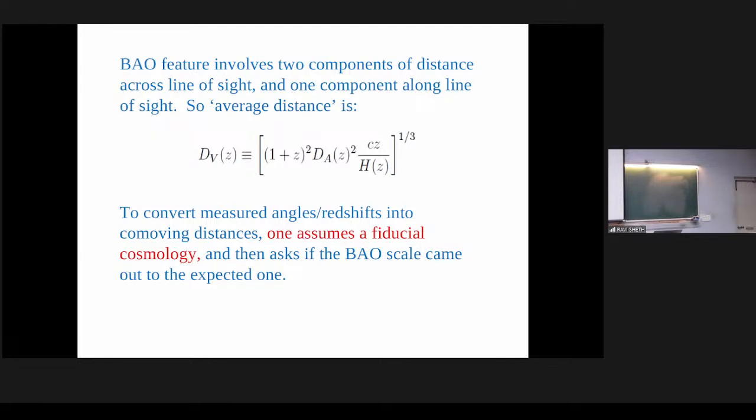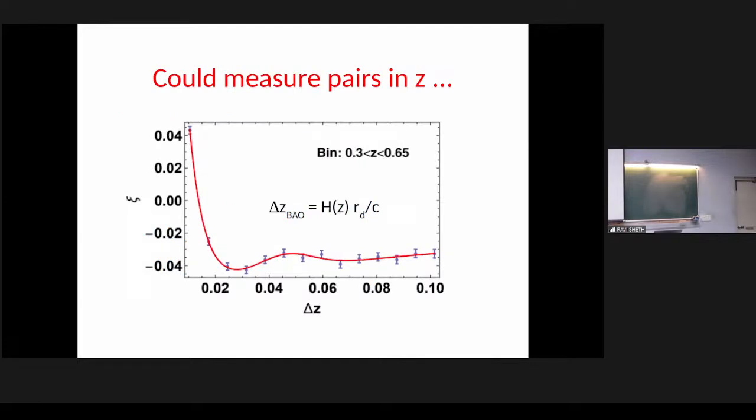In principle, that's what you should do. Okay. But you can be a little bit more innovative, because this seems slightly circular. Right? You chose a cosmology to check if that cosmology is right. Okay. So you can ask, can you do something else? Maybe I can just measure the distances in redshift. So here's a plot of that.